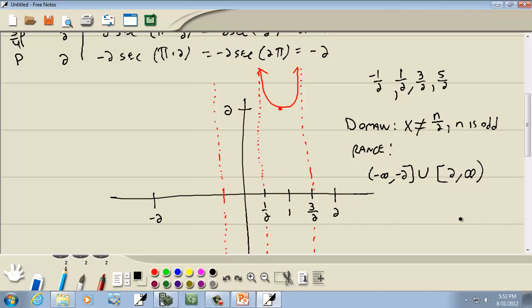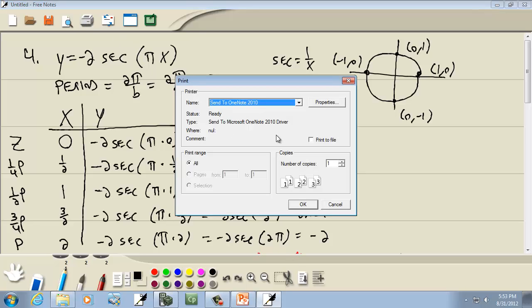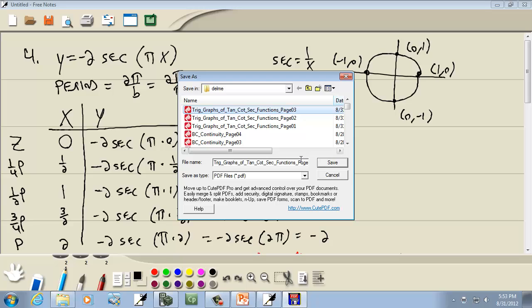Now our cotangent and tangent graphs, the domain, we'd have to do something similar, just what you see here. For the range for those is -infinity, +infinity, because they go up, go down forever and go up forever. Let me save this, and we'll look at the next one.